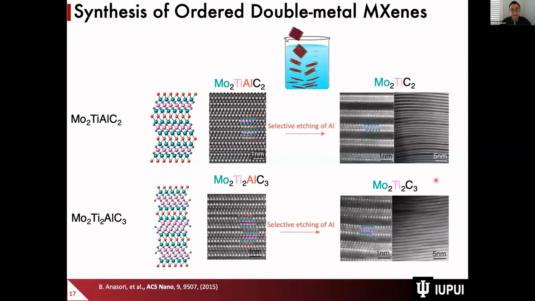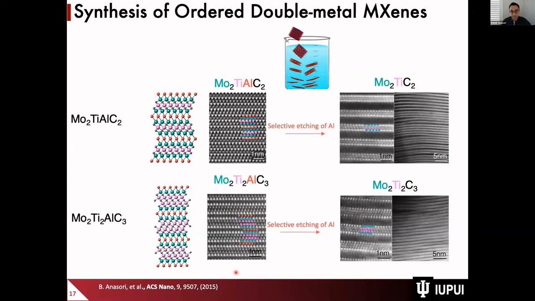Since they both had aluminum, we were able to do HF etching, the same method. This was done at 48% HF at 55 degrees C for 48 hours, and we removed aluminum, and here are all the high resolution STEM images that show that we have indeed brighter elements in the outer layers, representing molybdenum, and titanium in the middle. After etching, we have this open structure representing a MXene powder. The same thing for four layers, and we published this in ACS Nano 2015.